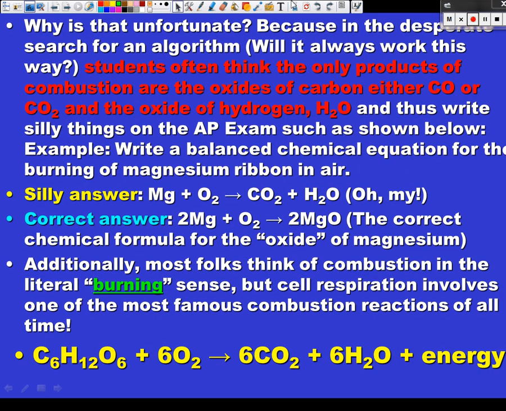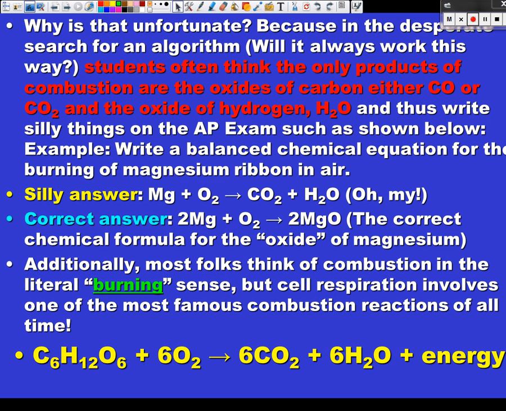So, why is this unfortunate? Because of the desperate search for an algorithm. What is an algorithm? It's a system that always yields the exact same result, right? Okay? So, students often think the only products, and this is my fault, I did this to you, but guess what? Sometimes to get you to understand it, I have to lie to you to get you to the truth. Okay? You think the only products of combustion are the oxides of carbon, which is carbon monoxide or carbon dioxide, and the oxide of hydrogen, which is water. Think about that for just a second.